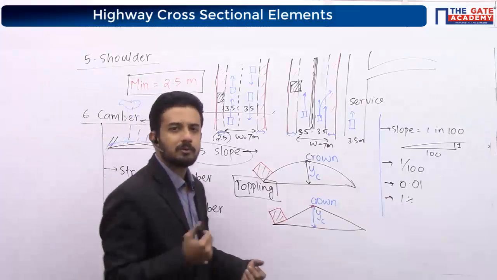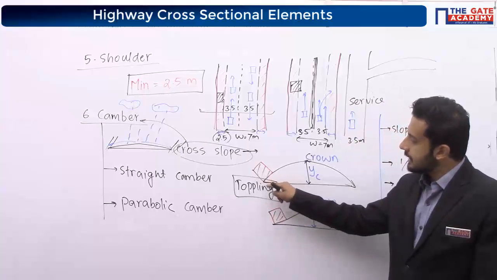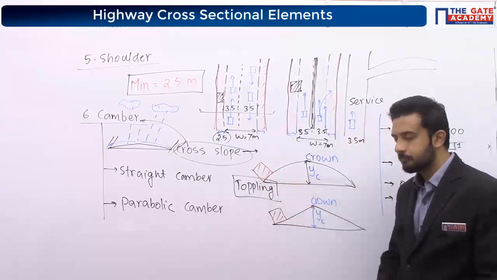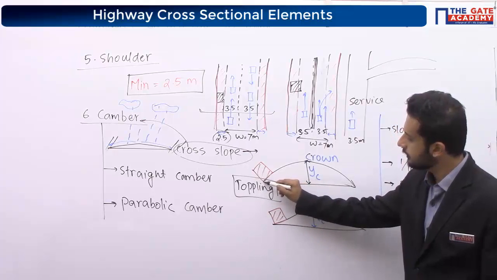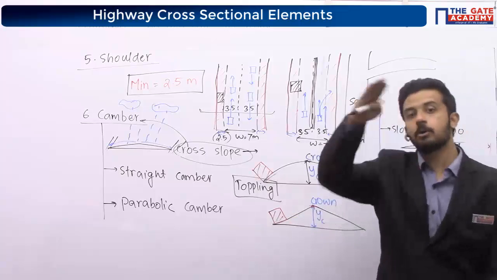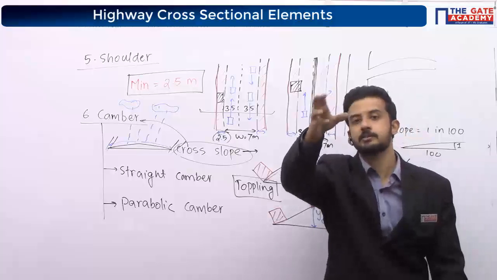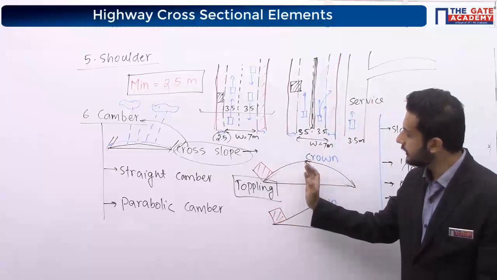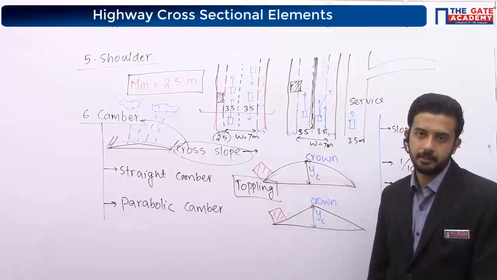For slow moving vehicles or heavily loaded trucks, at this edge portion, because of the shape, if it is a straight road, then it may be something like this. If it is a parabola, there is more slope at the edge portion. Correct now? So the shape is something like this. So for a heavily loaded truck, the toppling chance is more in a parabolic camber.